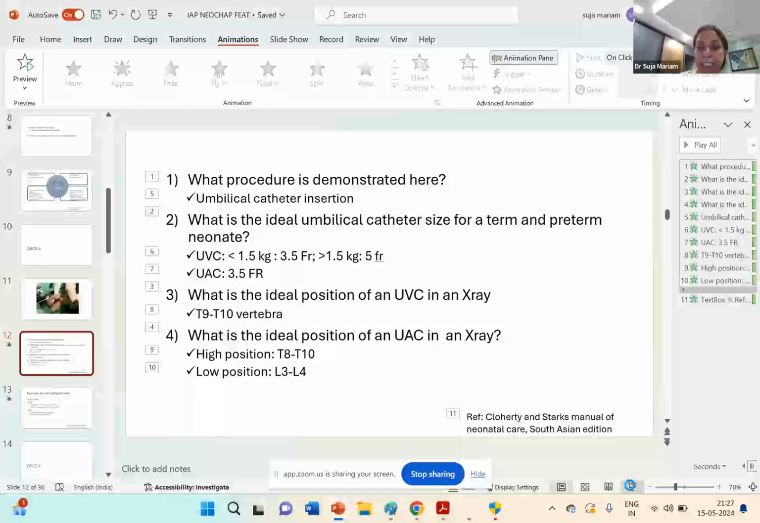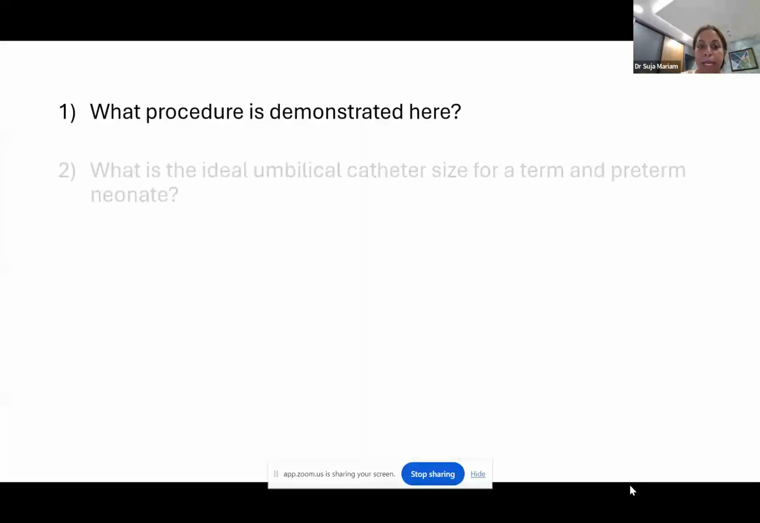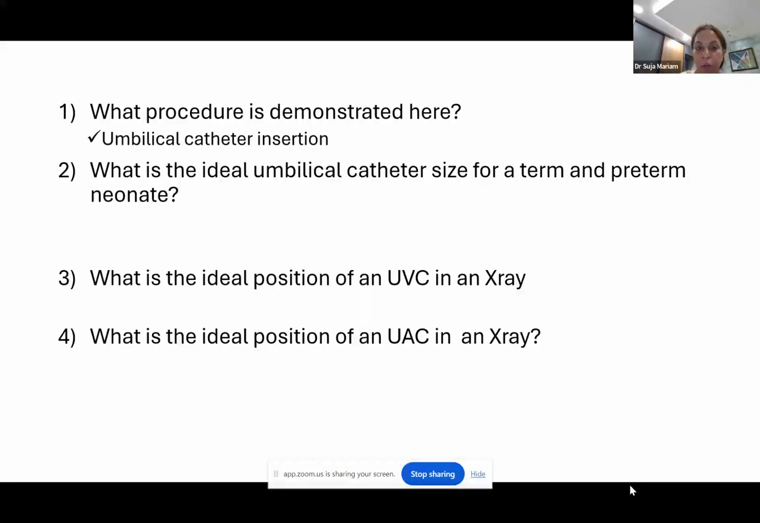Okay, so let's go to the answers. As I said, this is an umbilical catheter insertion. It could be an artery or a vein. The ideal size for UVC, this is from Cloherty and the WHO guidelines. For a less than 1.5 kg baby, you are going to use a 3.5 French catheter. For more than 1.5 kg baby, you're going to use 5 French catheter. Earlier, when we were trainees, there used to be a lot of numbers. Like a certain book will say that we can even use an 8 size umbilical venous catheter. But now there is no ambiguity. 3.5 and 5. Less than 1.5, use a 3.5 French catheter, and more than 1.5, use a 5 French catheter.